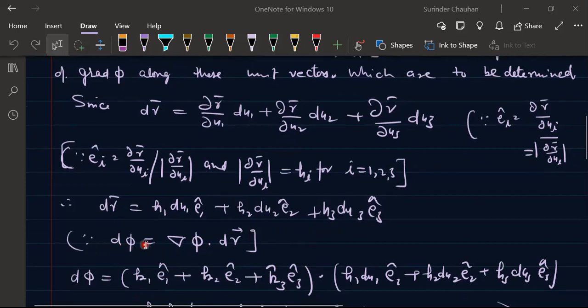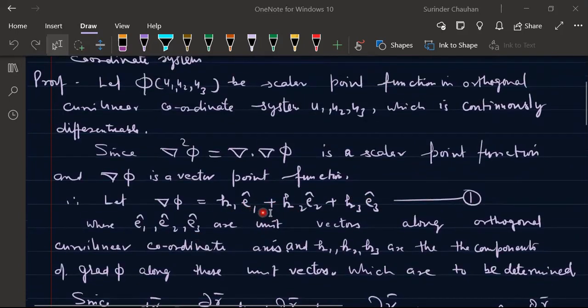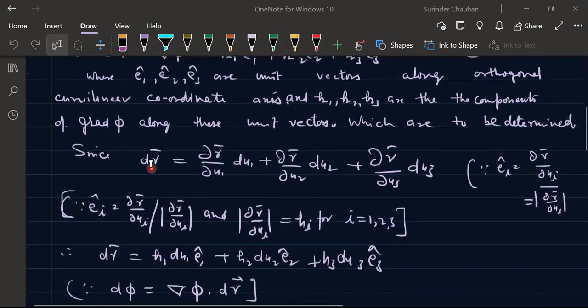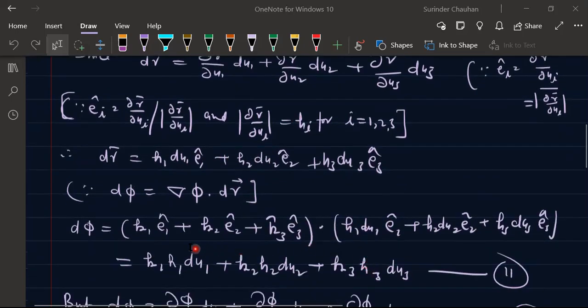Because we know the total derivative of phi can be obtained by finding the gradient of phi dot product with the total derivative of r. So substitute the value of del phi which we assumed in the first equation, k1 e1 plus k2 e2 plus k3 e3, and the total derivative of r in this equation, and find their dot product. We know that e1 dot e1 is equal to 1, e2 dot e2 is equal to 1, e3 dot e3 is equal to 1, because they behave like the unit vectors i, j, k in rectangular coordinates, and other products will be 0. Therefore, the product will be equal to k1 h1 du1 plus k2 h2 du2 plus k3 h3 du3.